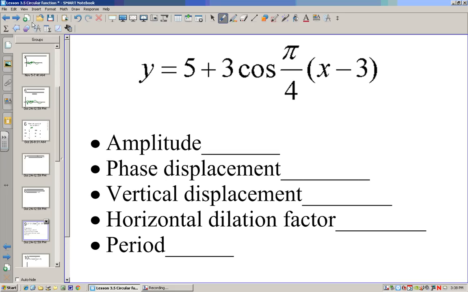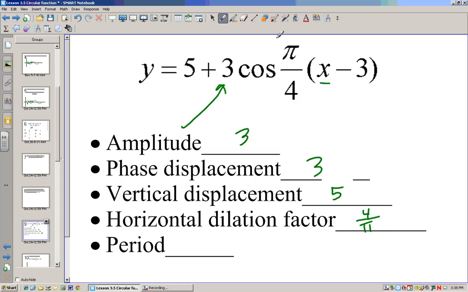All right, let's take a look at this graph. There is an x in the graph, so we automatically know that it's in radians. The amplitude of the function is going to be this 3 right there. Phase displacement, we're moving it to the right 3. Vertical displacement, we're going up 5. The horizontal dilation factor would be 1 over this, so we're going to multiply the function by 4 over pi.